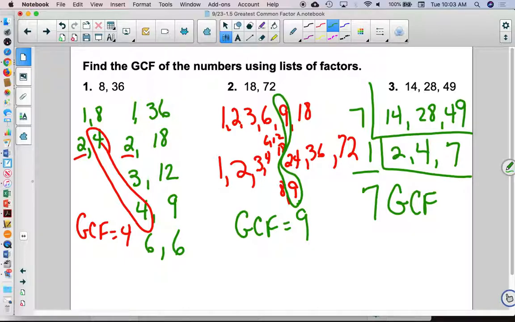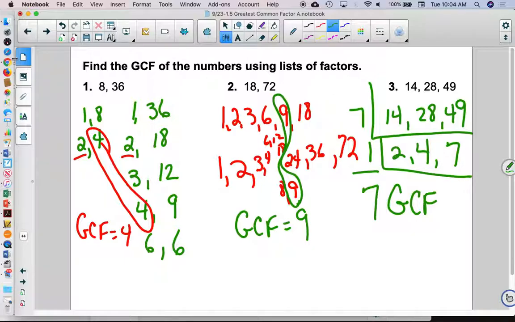Do you see why I like the ladder? I'm done. It's over with. This list stuff is overkill. I don't like it. But I know how to do it. I know how to do the prime factorization. I don't have to like it, but I have to know how.